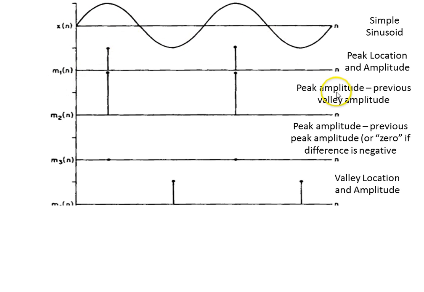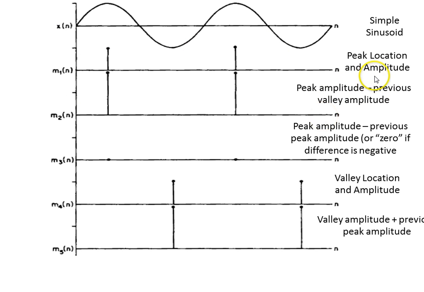Yes. So here we had peak amplitude minus previous valley. Now we have the valley amplitude minus or plus, it doesn't matter. We are essentially looking at amplitudes, right? So valley amplitude plus the previous peak. And so you get a much bigger value. Is this clear to everybody?